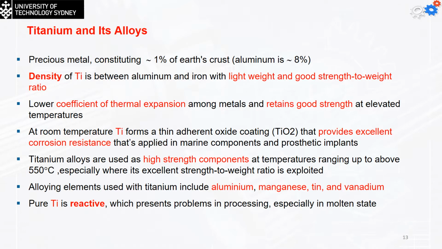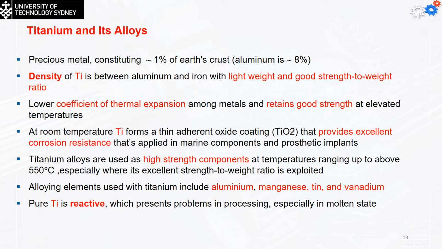And yes, we also have titanium and its alloys. Titanium is a very precious metal, making up less than 1% of the Earth's crust. The density of titanium is between that of aluminum and iron, with a light weight and good strength to weight ratio. It has the lowest coefficient of thermal expansion among the metals and retains good strength at elevated temperatures. At room temperature, titanium forms a thin adherent oxide coating, titanium oxide, that provides excellent corrosion resistance, which applies in marine components and prosthetic implants, which we use in biomedical applications. Titanium alloys are used as high strength components at temperatures up to above 550 degrees, especially where their excellent strength to weight ratio is exploited.